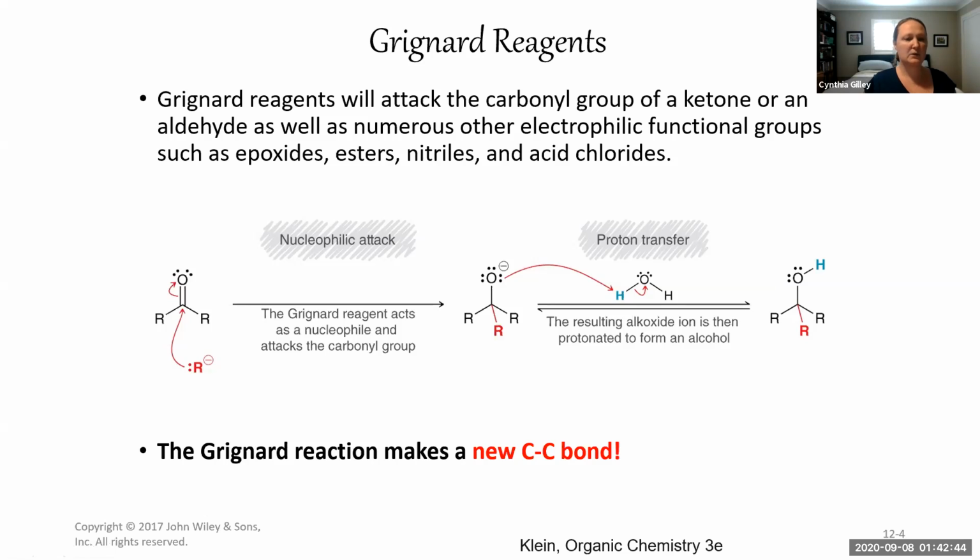We can use Grignard reagents to make carbon-carbon bonds by attacking other functional groups as well. We've seen epoxides and esters before, and later in the semester, we'll see Grignard reactions with nitriles and acid chlorides, as well as carbon dioxide. The important thing to remember is that the Grignard reaction forms a new carbon-carbon sigma bond.